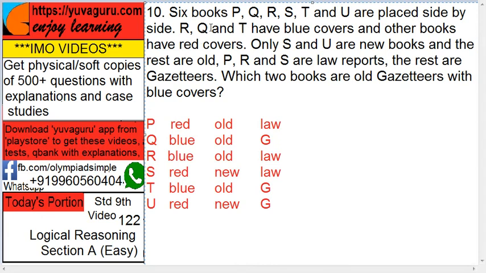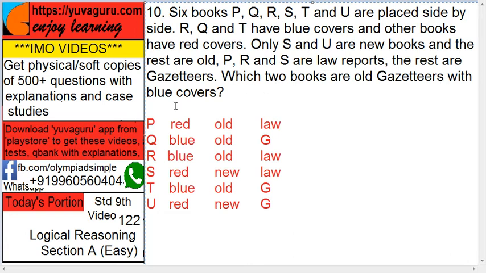6 books PQRSTU are placed side by side. R, Q and T are blue colors, others are red. S and U are new books, the rest are old. PRS are law reports, rest are gazetters. Which two books are old gazetters with blue covers?